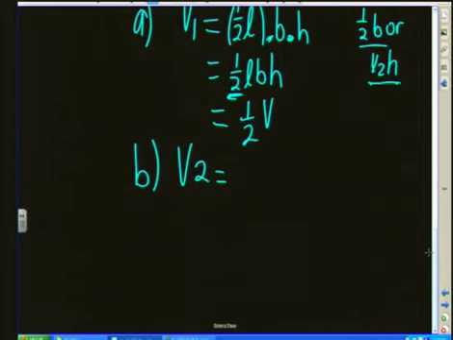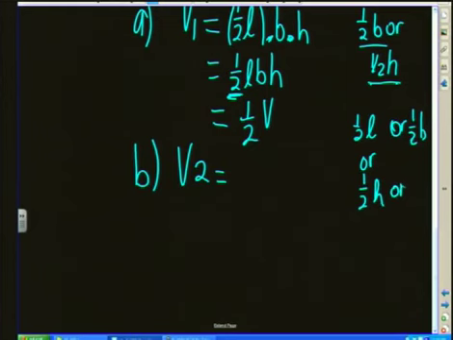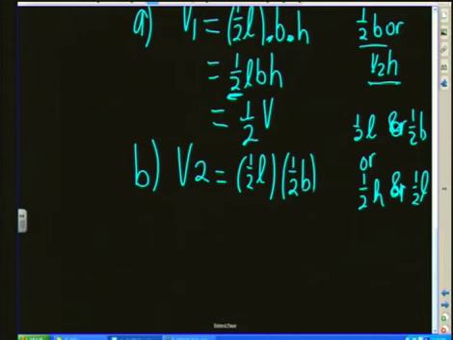Now in part 2, they're saying 2 of the sides are being changed. So it's either going to be a half length or a half breadth, or maybe they did a half of the height, and they changed a half of the length. It doesn't matter. Any two of them can be halved, right? So what's going to happen? So my length is now a half of the original length. My breadth is a half of the original breadth, and the height stays the same.